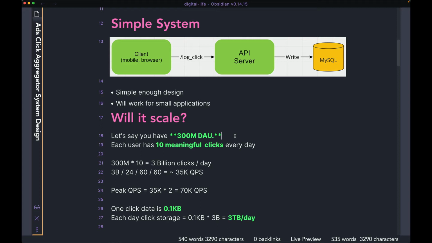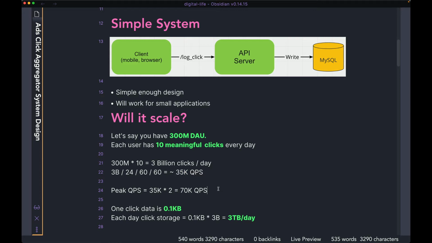By meaningful clicks, I mean clicks that you want to actually track, because most of the time, you don't want to track every single click happening in your application. So that's 300 million users with 10 clicks every day, which leads us to 3 billion clicks per day. Now, if we try to calculate the query per second, or QPS, that comes up to around 35,000 QPS.